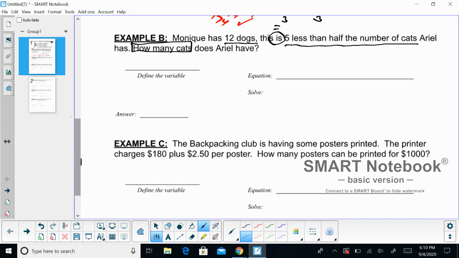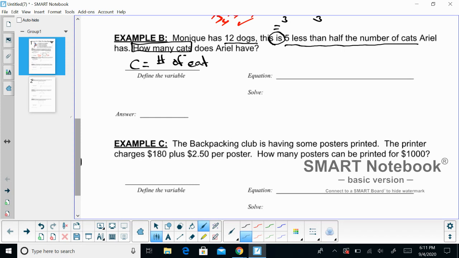So the first thing we need to do is define our variable. Our variable here, we need something to represent the number of cats. That's the information that we want to know, what we don't know currently. So I'm going to use C. Again, you can use any variable you want, but C is a good representation for cats. So C is the number of cats that Ariel has.